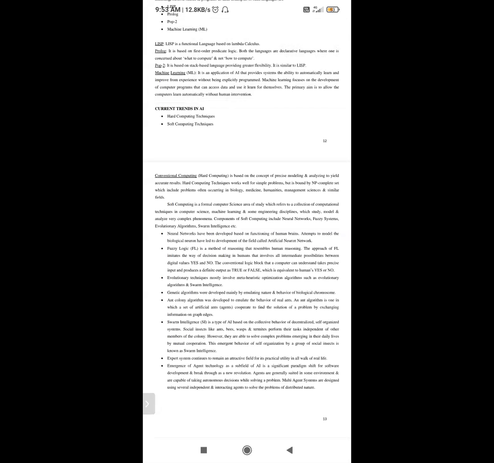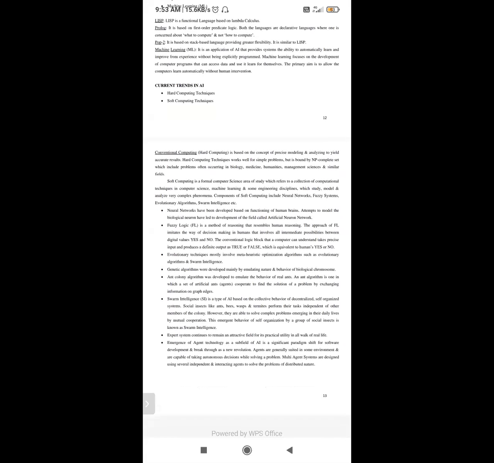This self-organization by a group of social insects like ants, bees, wasps, and termites, this particular intelligence is known as swarm intelligence. Next, expert systems. It is an attractive field that is practically used in our real life, that resembles real life. Next, the emergence of agent technology as a subfield of AI is a significant paradigm shift for software development and a breakthrough as a new revolution. Agent technology.